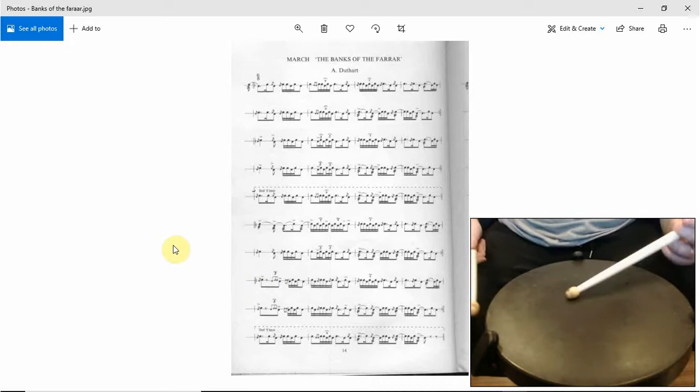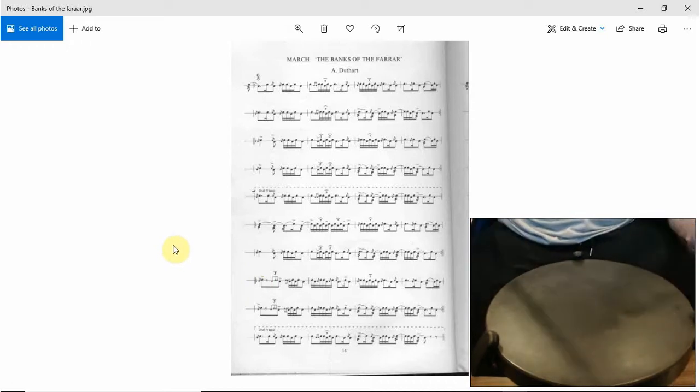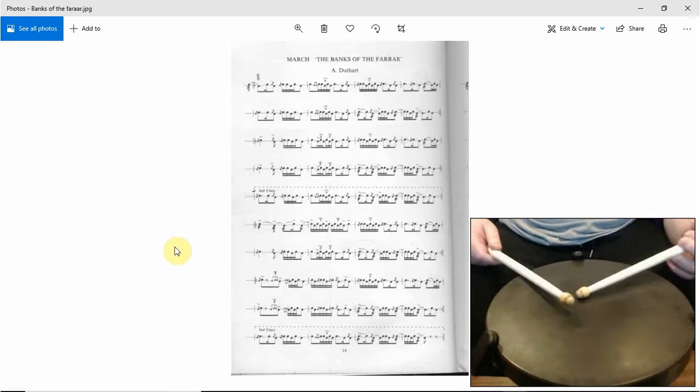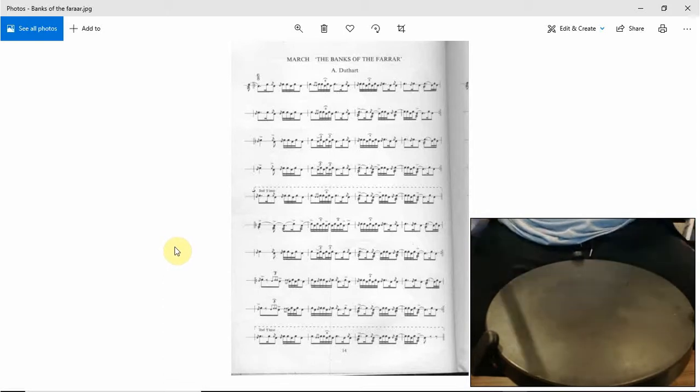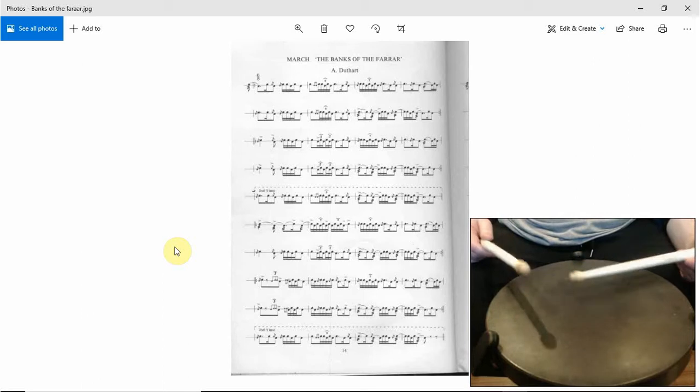And then it says Swiss rough on the left. So tap, double tap, tap, double tap. Then a ratamacue on the right. So it's a double on the right and then a run of five on the left.